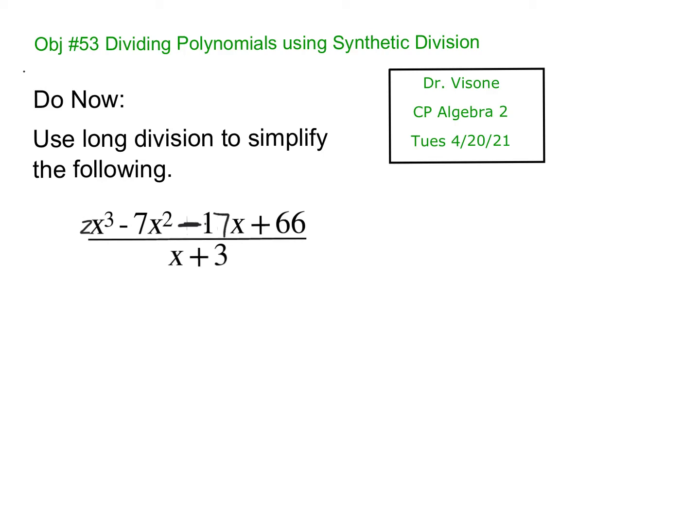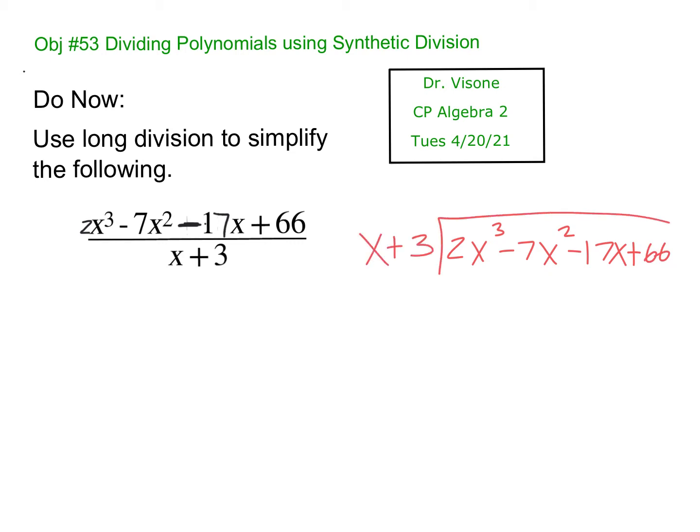Hey everyone, so we are now moving on from long division to synthetic division. Synthetic division is just another way of dividing, but it's only in very specific circumstances. So you still need to know long division for certain problems. I struggled a little bit with this problem, so it's kind of written a little weird. It's 2x cubed minus 7x squared minus 17x plus 66, and we are dividing by x plus 3.